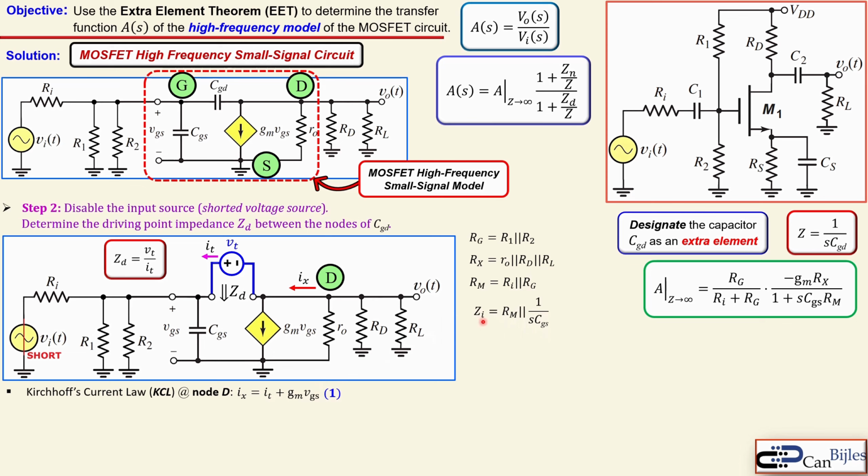I can also say that Zi is, looking actually here, because this is now shorted, this Ri will now go to ground, will be then in parallel with R1, R2, and the CGS. Well, Rm was the parallel combination of Ri and the Rg, which is the parallel combination of R1 and R2. So effectively, Rm is the parallel combination of 3 resistors here. And that, again in parallel with this impedance of the CGS capacitor, is given here as the impedance Zi.